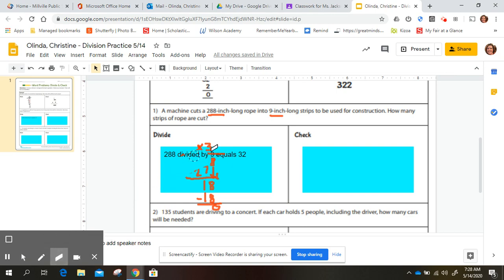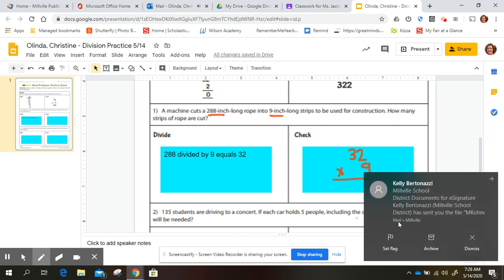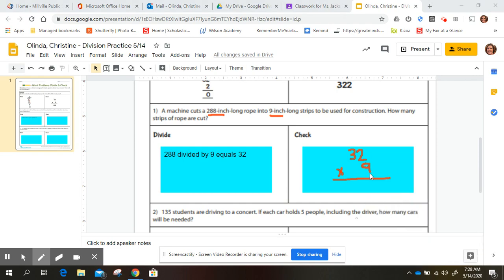I'll erase this so you can see my words. Then to multiply and check, we take 32, that's our quotient or our answer, and multiply it by our divisor, which was 9. So I think I can get 32 strips out of 288 inches of rope. All right, so 9 times 2 is 18. 9 times 3 is 27, and then I add 1, that's 28. If this answer matches what I had here, then I know I got it right.